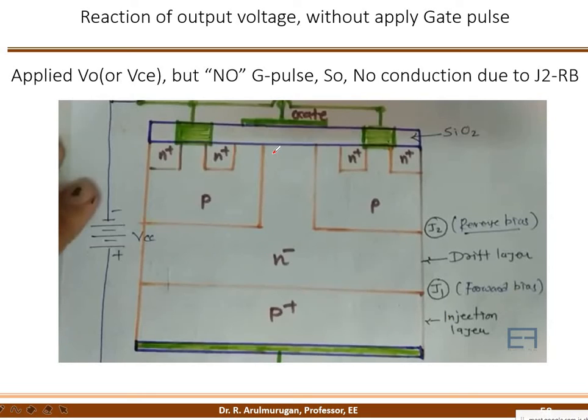What is the injection layer? When you apply the gate with respect to the emitter terminal, the power supply minus with respect to the plus, so gate with respect to the emitter terminal, this is the emitter terminal. Once you apply it, here a plus terminal is formed, and here a minus terminal is formed, even more minus is formed.